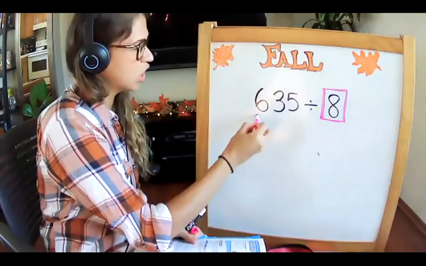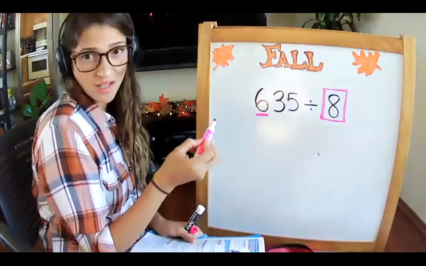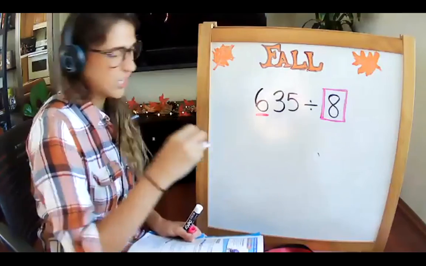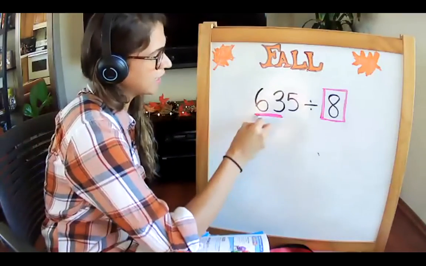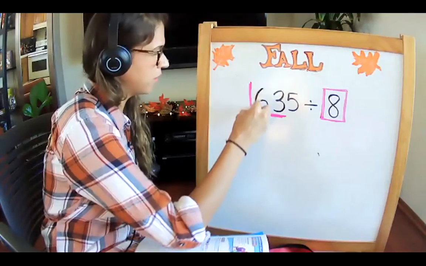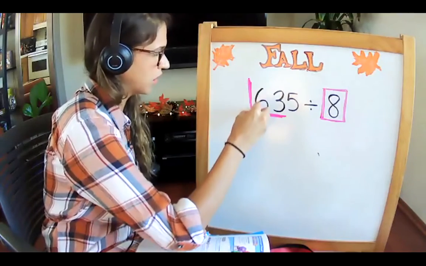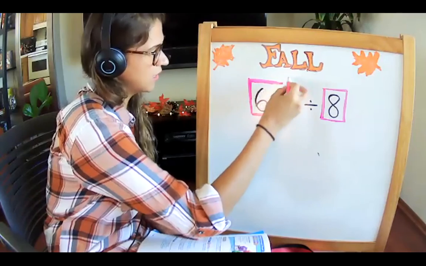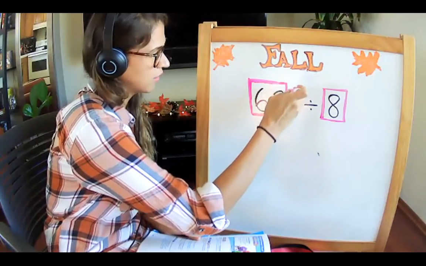Hopefully you're confident with your 8 times table. Can 8 go into 6? No. Can 8 go into 63? Yes, not beautifully, but it can happen. And don't worry, we're going to tweak it anyway, so no worries. 8 into 63. Sweet.